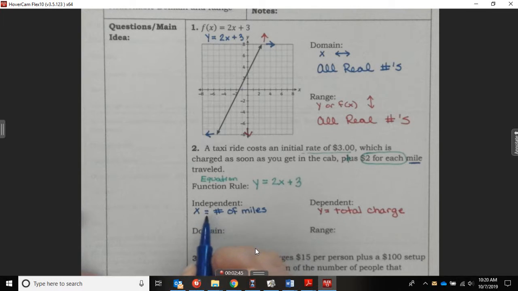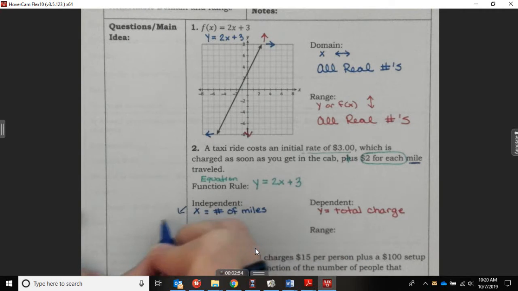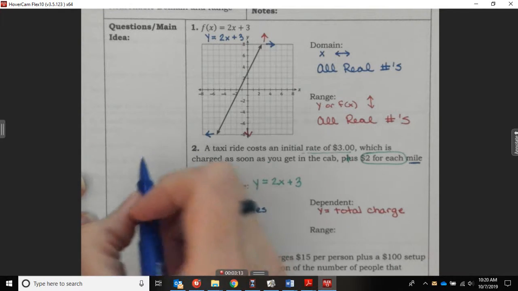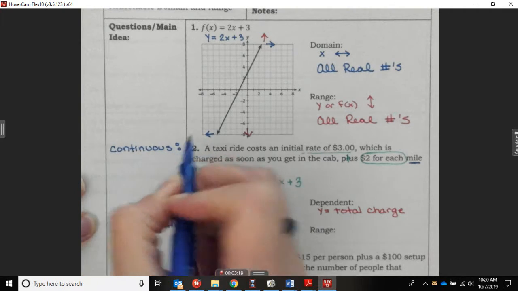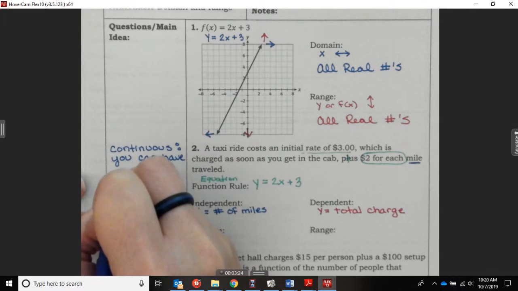And when we write domain and range, we need to ask ourselves a couple questions. One, we specifically look at the independent, the x, the number of miles. Can you have negative miles? No, can't have negative. And can you have decimals? So when we talk about miles here, you can have half of a mile. And so since you can have half of a mile, this situation is continuous. It's continuous because you can have decimals.